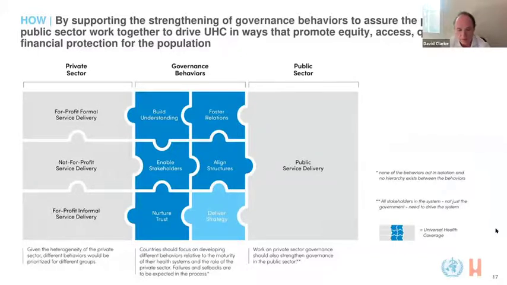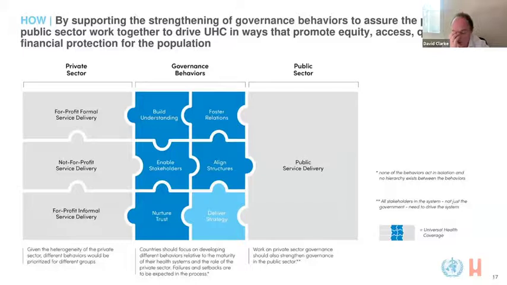Now, these governance behaviors can be utilized in five main traditional tools of government. Effective engagement between government and the private sector occurs in five main domains: policy dialogue, information exchange, regulation, financing, and the provision of services.